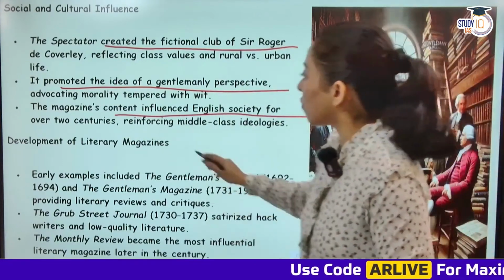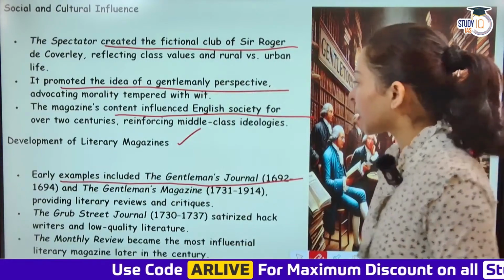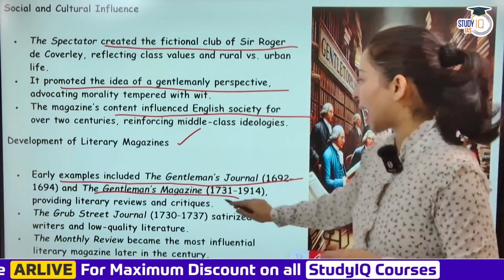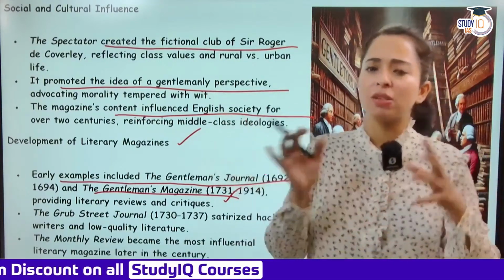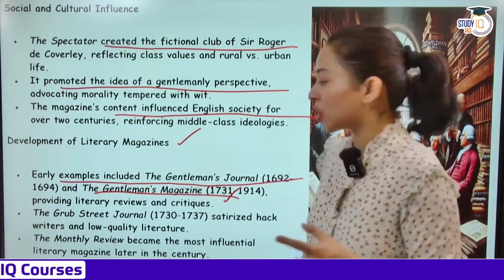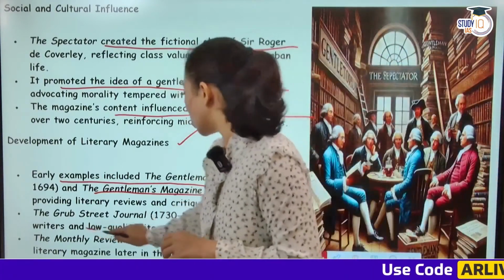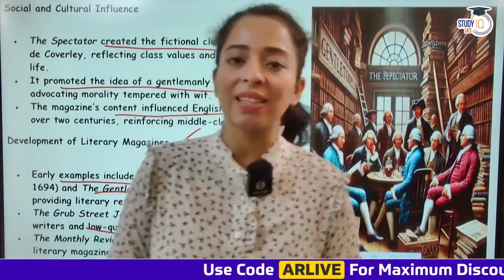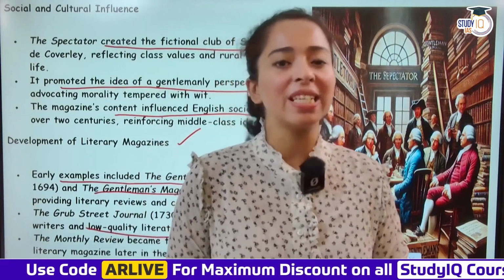Now, development of the literary magazine. Early examples included the Gentleman's Journal and the Gentleman's Magazine, and these all provided literary reviews and critiques. Then there was the Grub Street Journal. Okay, there were many journals besides the Tatler and Spectator. The Grub Street Journal satirized hack writers and low quality literature. So whom did the Grub Street Journal focus on? It attacked them, writing very ridiculous things about low quality writers.